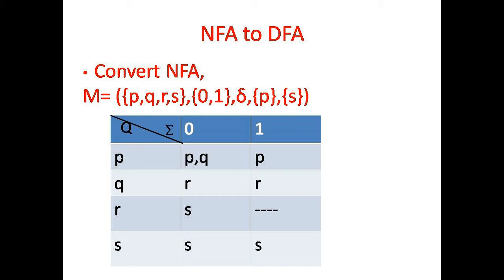In this table, P on 0 symbol has two output states, that is P and Q. It means there is no unique transition, so we call it an NFA. P on 0 symbol goes to P and Q also. There is more than one possible transition on the same input symbol. We convert this NFA to DFA.